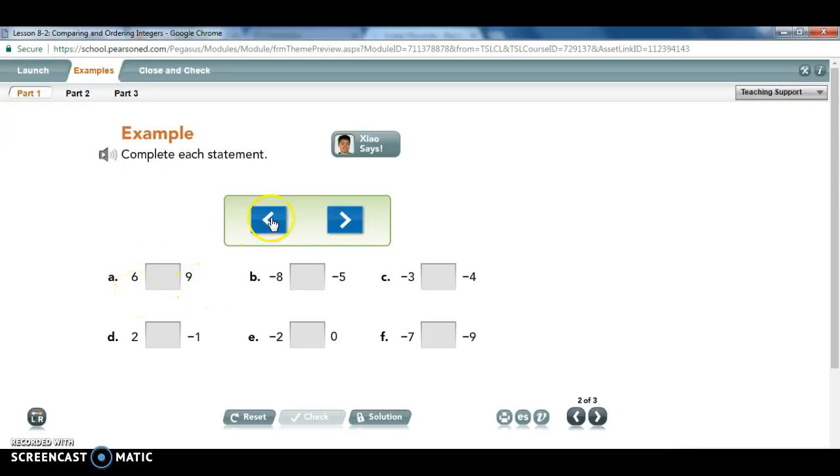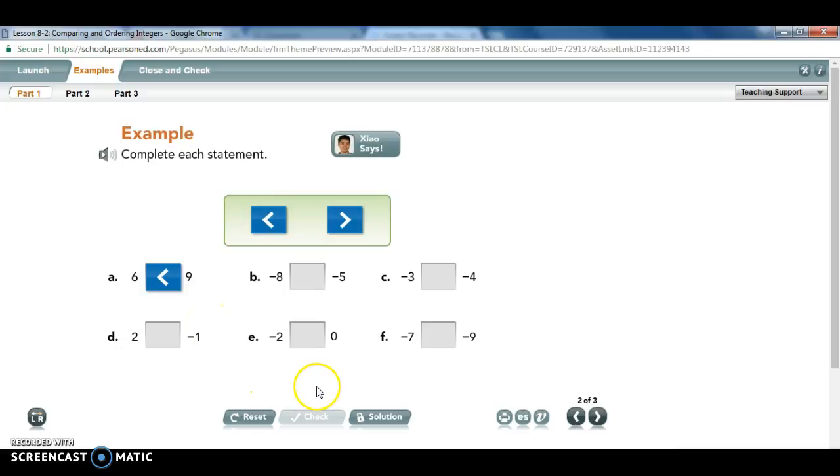So our open mouths are going to be eating up our bigger numbers. So we need to determine, is 6 greater or is 9 greater? Well, we all know that 9 is bigger than 6, so my open mouth goes pointing to the 9.